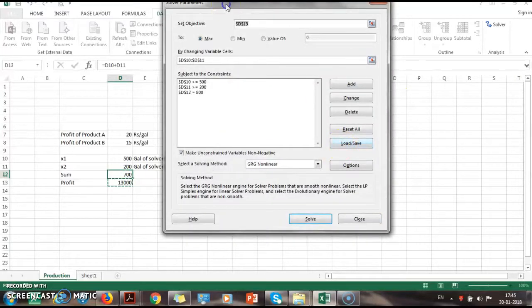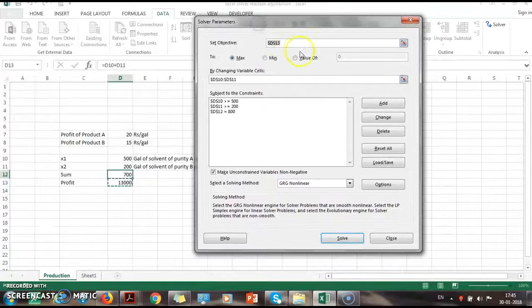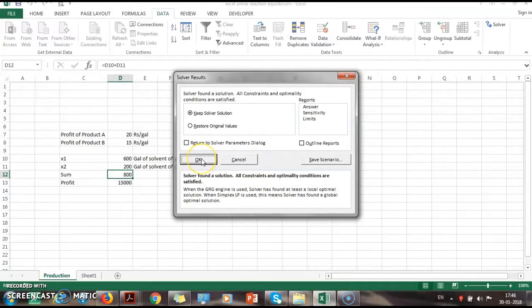So now we can see that our problem has been formalized here. Our objective function is D13. We want to maximize that by changing D10 and D11, that is these two, but making sure that D10 has to be greater than or equal to 500, D11 has to be greater than or equal to 200, and the summation of both the products, the total quantity of production, has to be equal to 800. And since these two variables are physical quantities, they can't be less than 0. We'll keep this checkbox as it is, will not change it, and we'll go with GRG Nonlinear and we'll solve, and this is what we have got.